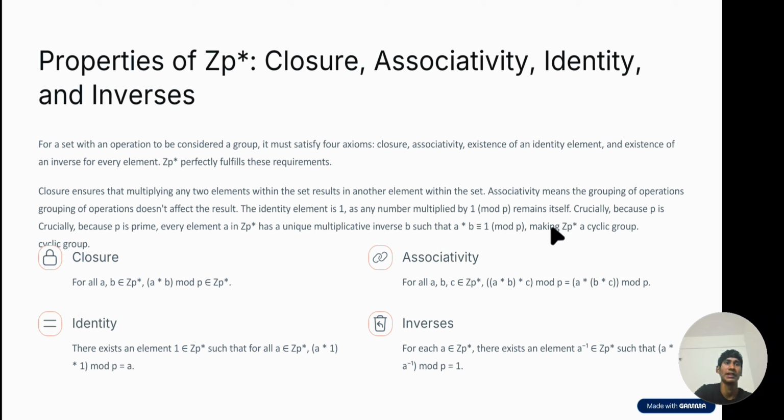mod p remains itself. Crucially, because p is prime, every element a in Zp has a unique multiplicative inverse b, such that a times b is equal to 1 mod p, making Zp a cyclic group.